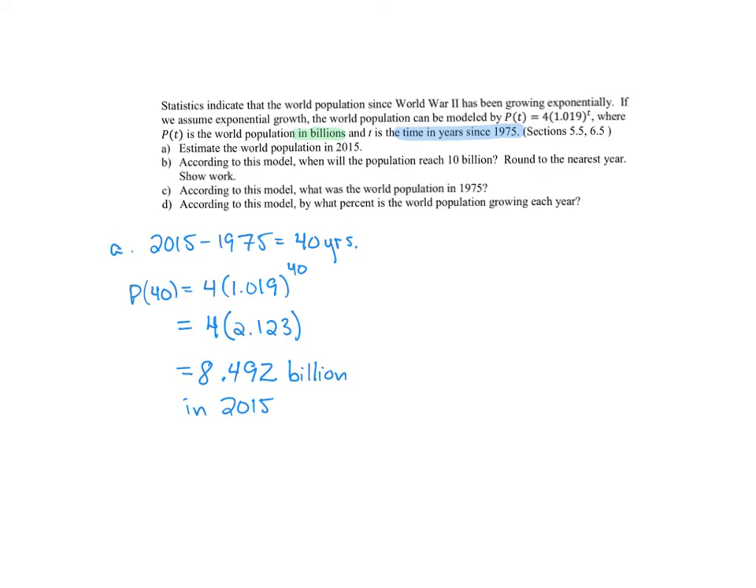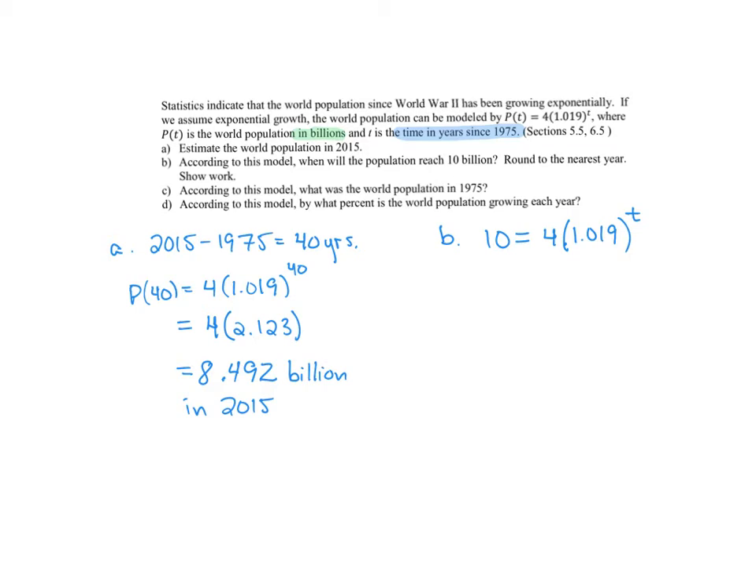For part B, we want to figure out when the population will reach 10 billion. So we are being asked when, meaning we need to find the t value. That means 10 is our population. We're going to say 10 equals 4 times 1.019 raised to the t. Okay, so we want to solve for t.